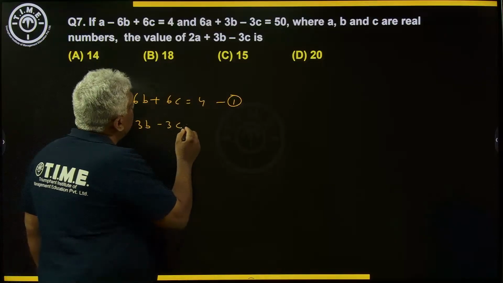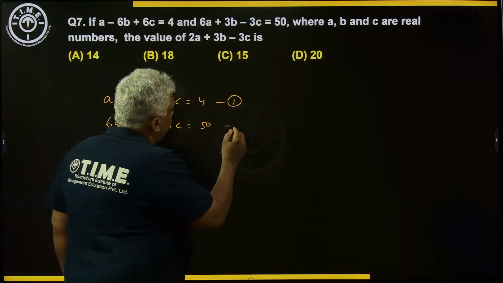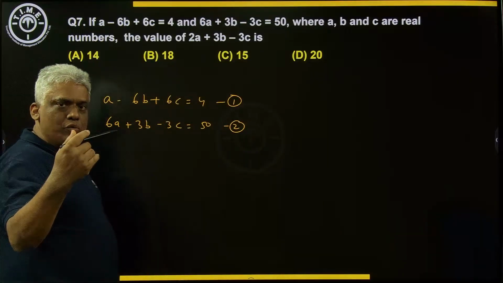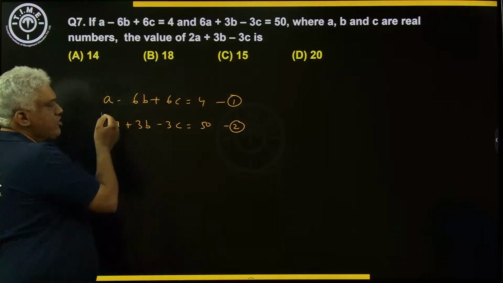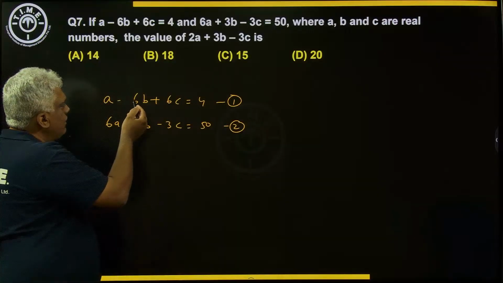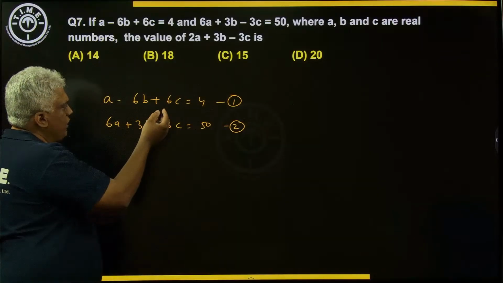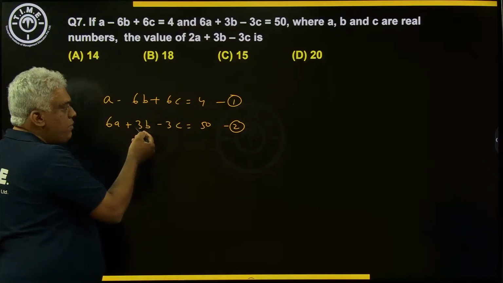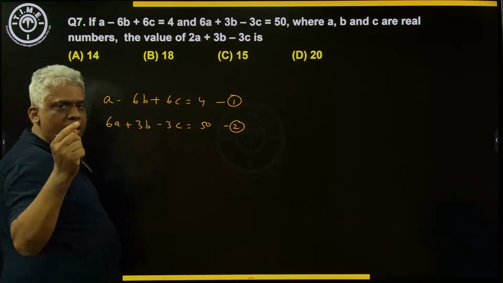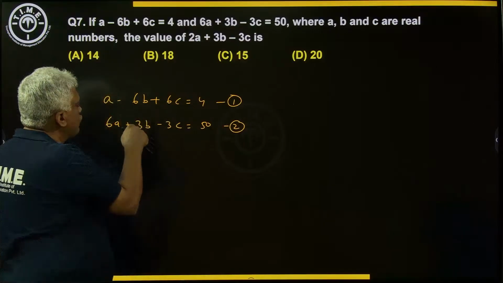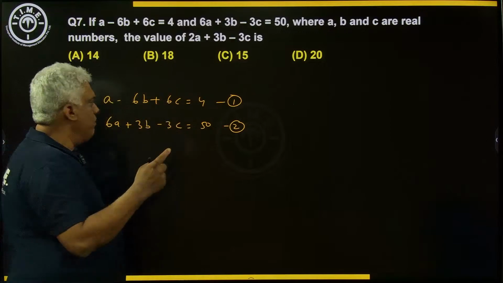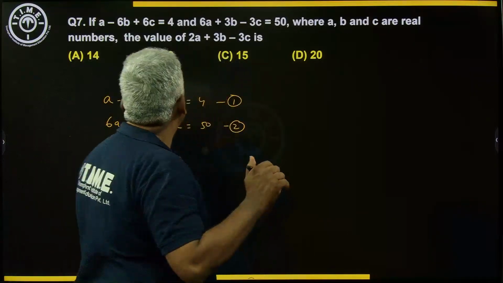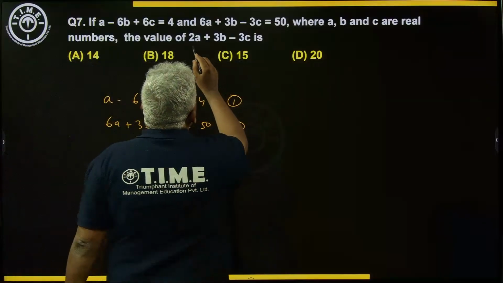Now let's check whether the two equations are independent. See here, the ratio of the coefficient of a is 1 by 6. The coefficients of b are minus 6 by 3, and c is 6 by minus 3, which are the same: minus 2, and the ratio of coefficient of b is minus 2 by 1, also 2 by minus 1, they're the same. But here it is 1 by 6, not the same. So there are two different, independent equations, and there are three variables.